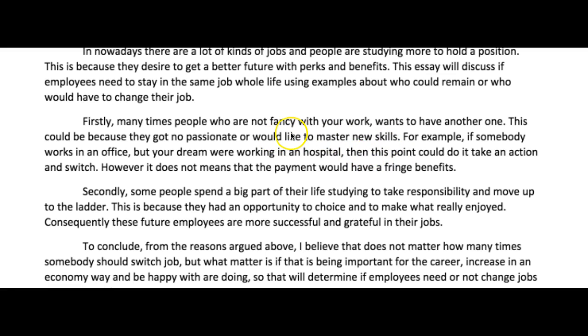Okay, for example, if somebody works in an office, but they dream of working in a hospital, then this could be time to take action and switch. However, it does not mean that the payment would have any fringe benefits.